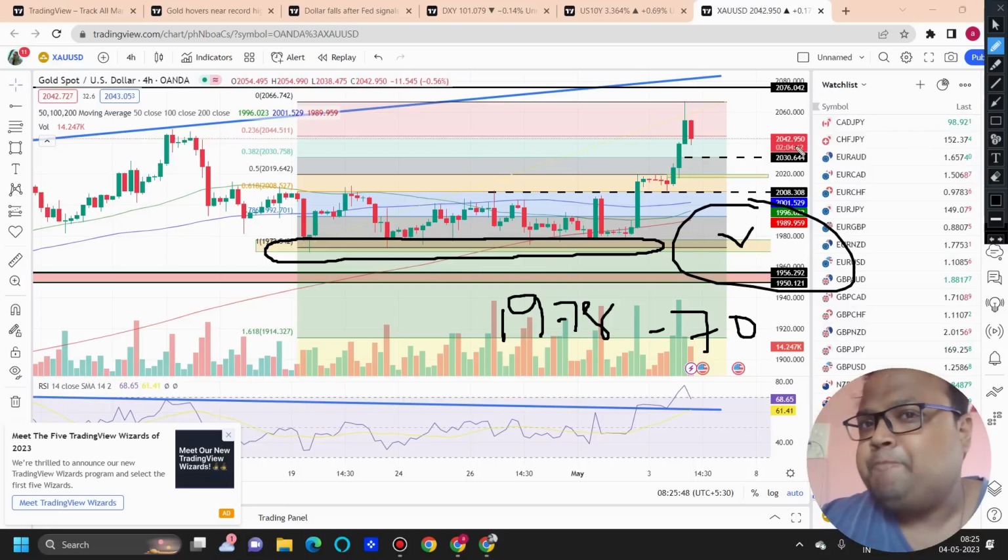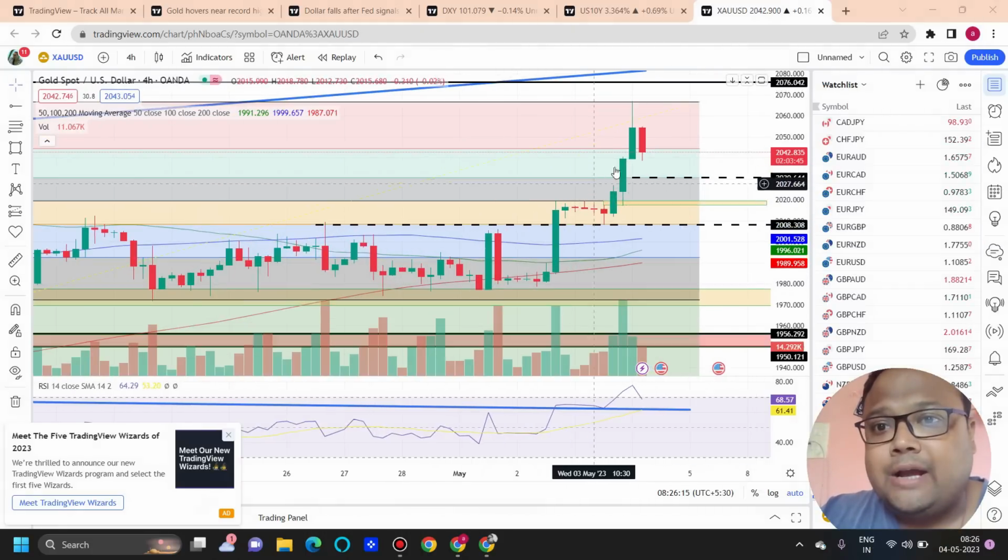But the problem is that both the levels are far away from the current market price, and sadly right now the market is standing at 2042, and we do not have any solid structure or presence of buyers around the 2043 or 2040 level, because the market is extremely bullish and this is a new high made by the market. So as a result, we do not have any strong level as a support right now.